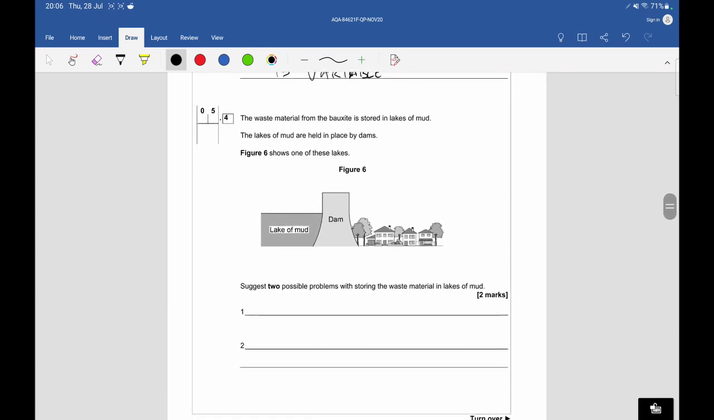Question 5.4 says suggest two problems with storing the waste materials in lakes of mud. The waste materials of bauxite are stored in lakes of mud. The lakes of mud are held in place by dams. Figure 6 shows one of these lakes that we can see here. Suggest two possible problems with storing the waste materials in lakes of mud. We could get leakage of toxic substances from the mud into the environment.